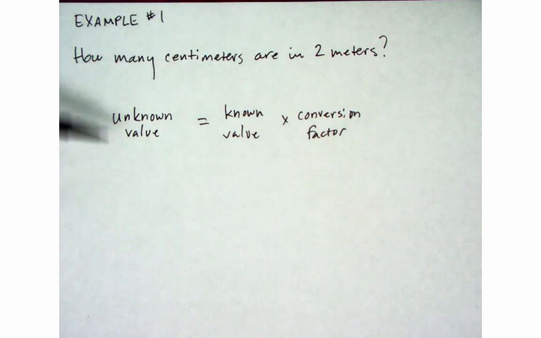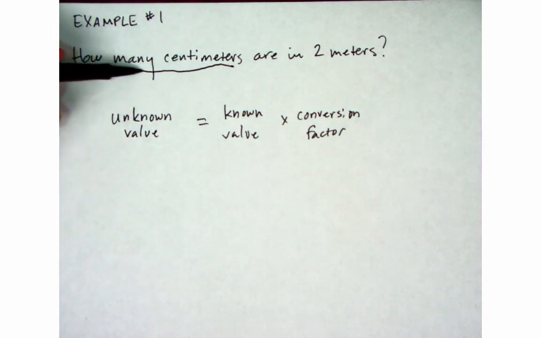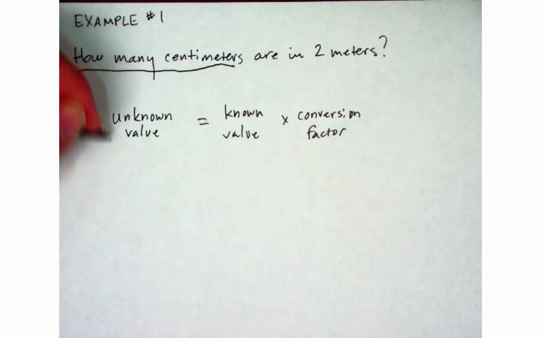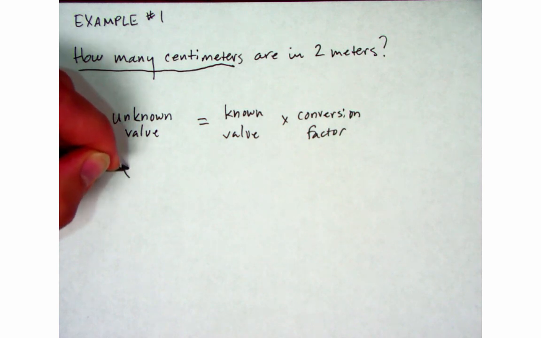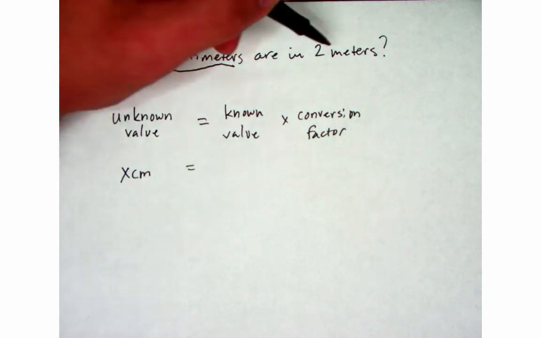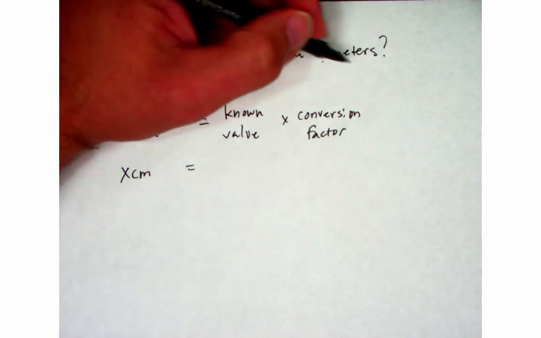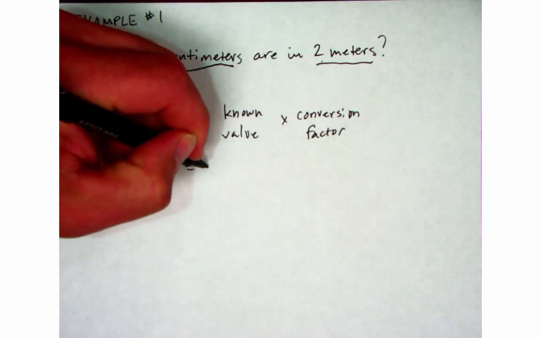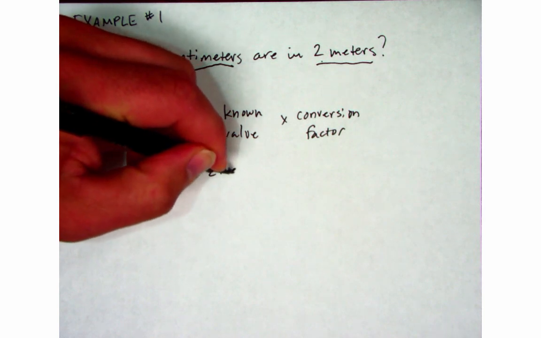So in this case, what is the unknown value? Well, we look at our question and which one is associated with the question word. How many centimeters? That is our unknown value. So I'm going to represent that with X centimeters. X because I don't know. Centimeters because that's what I really want. The known value in this case is 2 meters. So I'm going to just write it down as it is, 2 meters.